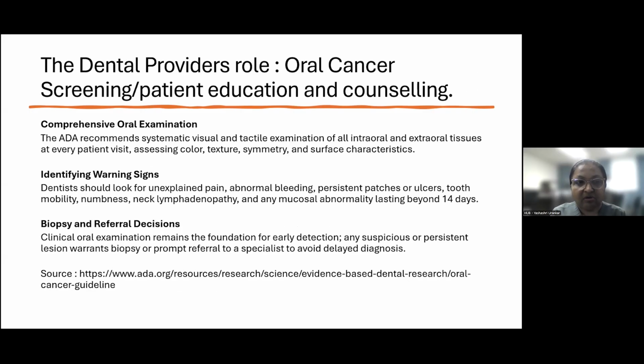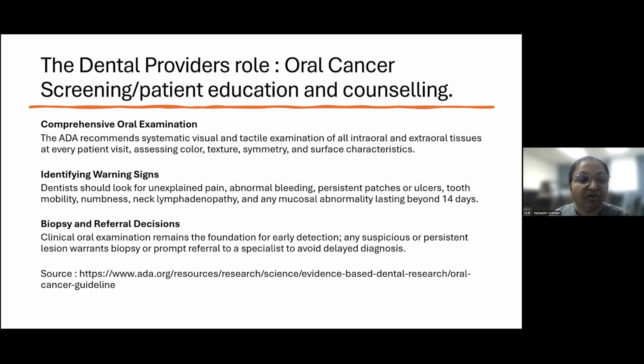So now, the role of dental providers in oral cancer screening primarily, and then patient education and counseling. We start with a comprehensive oral examination. The ADA recommends a systematic visual and tactile examination of all intraoral and extraoral tissues at every patient visit, assessing for color, texture, symmetry, and surface characteristics.